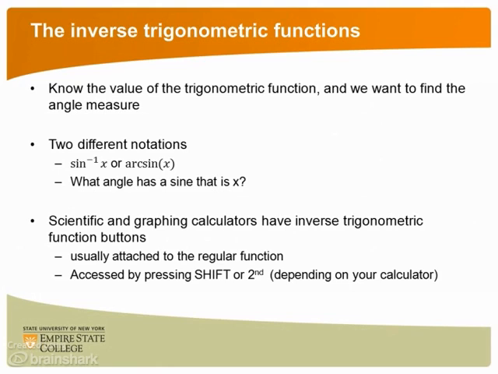Using sine as an example, the inverse trigonometric function for sine could either look like sine raised to the -1 of some value x, or it could look like arc sine of x. Either notation means we want to find the measure of an angle whose sine is x.